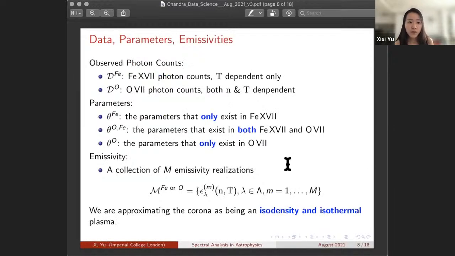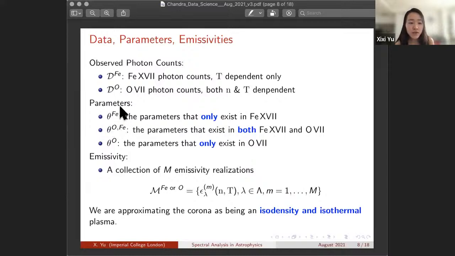Next, here is a summary of the data, parameters, and emissivities used in this work. We have two data sets in two different stages. In the first stage, we have the iron 17 photon counts. Specifically, in this iron 17 spectral analysis, the model is insensitive to density, so we consider only the temperature parameter. And in the oxygen analysis, we have the oxygen 7 photon counts, and the spectral model is sensitive to both density and temperature.